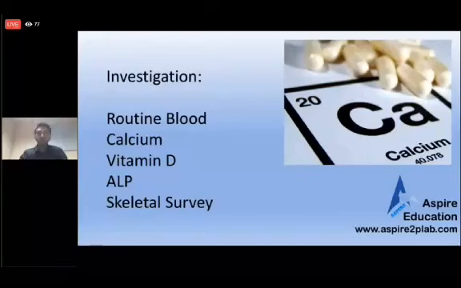And also, you do a skeletal survey. So what is a skeletal survey? The skeletal survey is one way for you to have a look at all the bones of the body by doing serial X-rays to see if there are any other fractures. So if there are multiple fractures, then you have another clue for NAI.